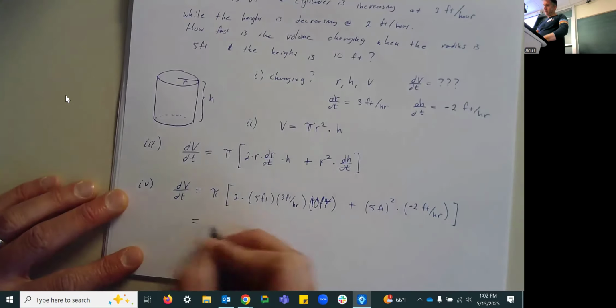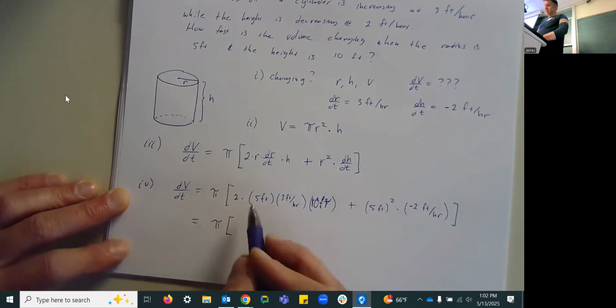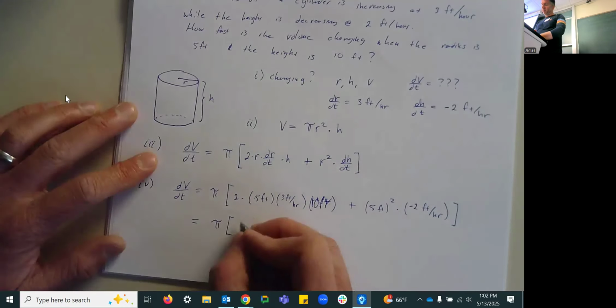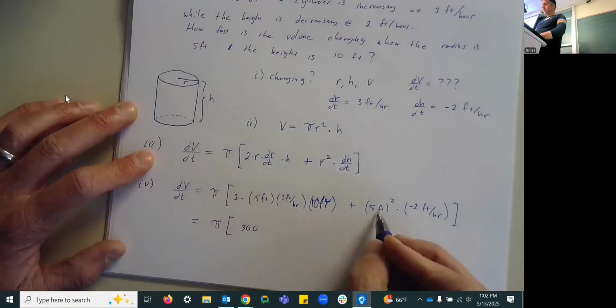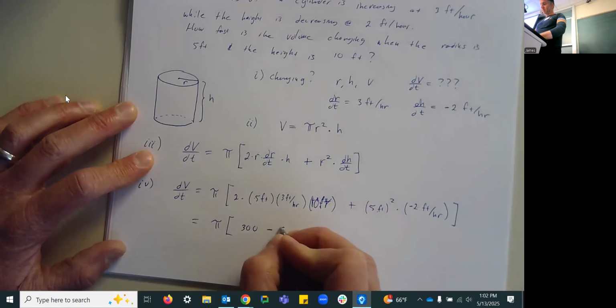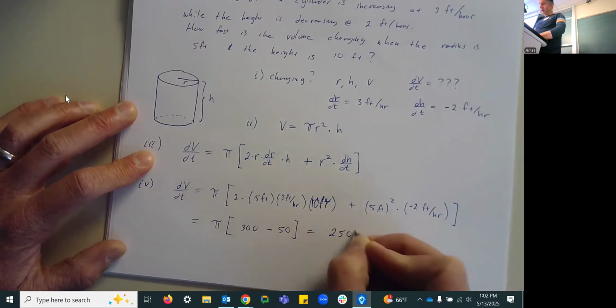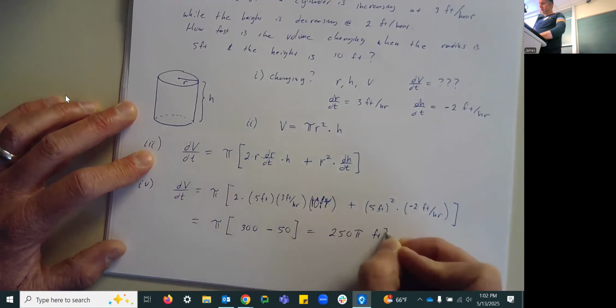So simplifying this, we get pi times, let's see, 2 times 5 times 3 times 10 is 10 times 10 times 3, which is 300. And then 25 times negative 2 is 50. That's minus 50. So we end up getting 250 pi cubic feet per hour.